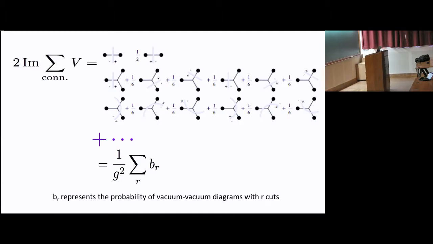Very dumb question. What exactly do you mean by cut in this context? Cut means that actually I'm putting the particle on shell. So this would normally be a plus minus plus minus. This is where you put the plus-minus propagator. Okay, good. Thanks.